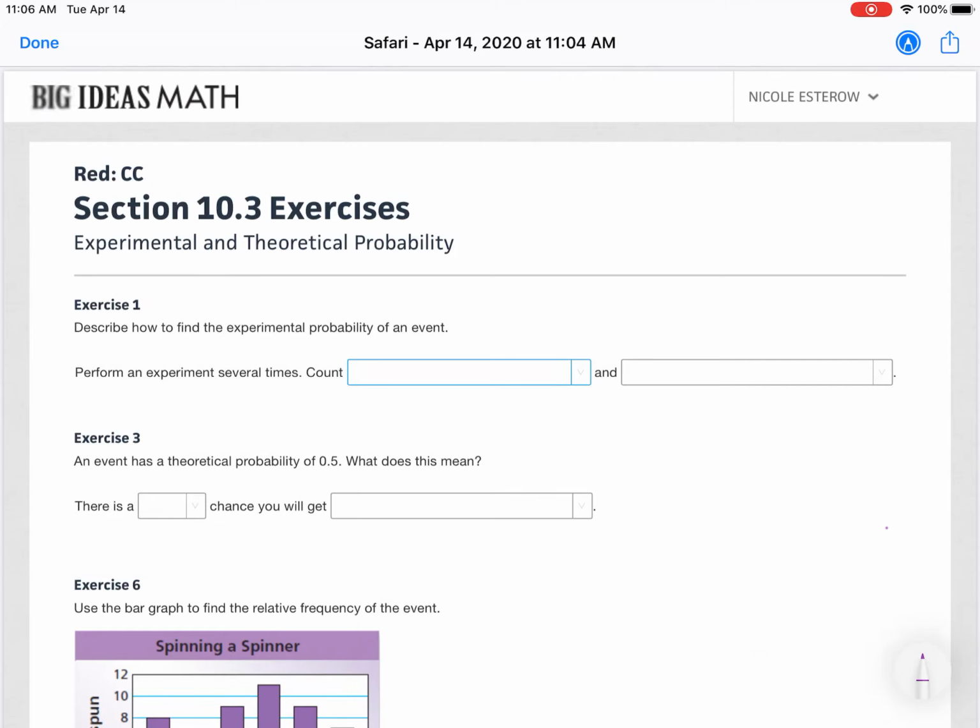Hi everyone, I'm going to walk you guys through the Big Ideas 10.3, give you some helpful hints, and some other things that may make it a little bit easier to finish this assignment.